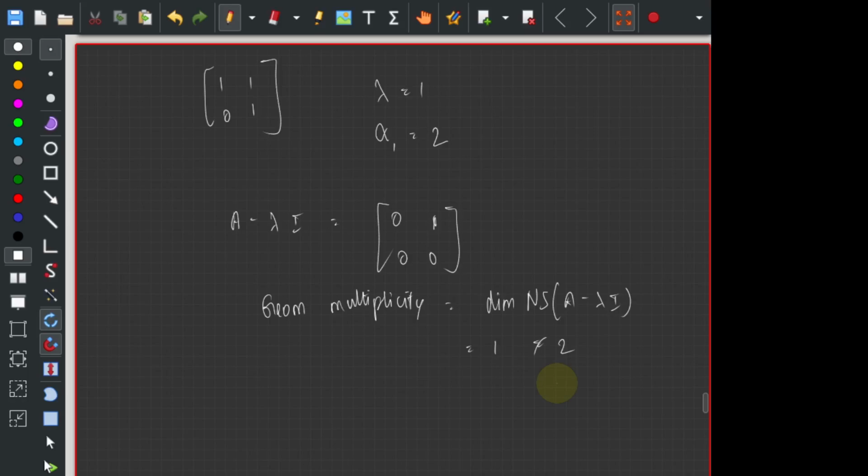So what can you say about the geometric multiplicity? How small can it be? How large can it be? Okay, as small as 1. Can it be 0? It cannot be 0. Why is that?